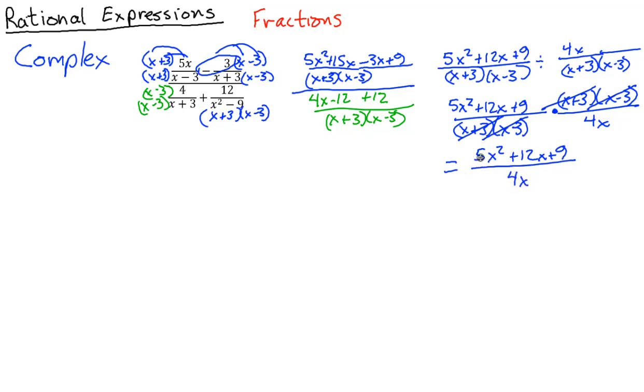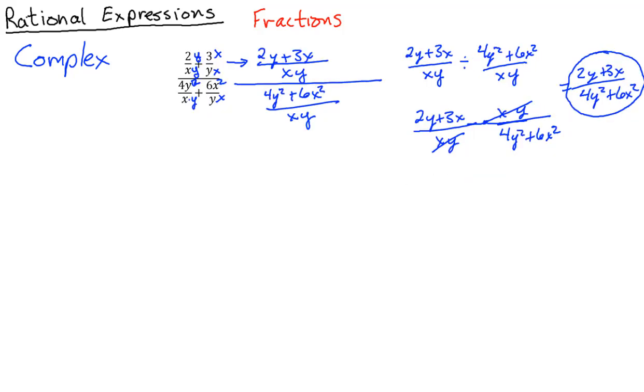Let me see. This would be the AC method. 5 times 9 is 45. 5 plus 9 is 14. Let me see what else times to 45. 15 and 3. Ooh, if that were a minus sign, we could do something here. That would be really, really cool. But alas, it is not. So we are stuck. That is our final answer.